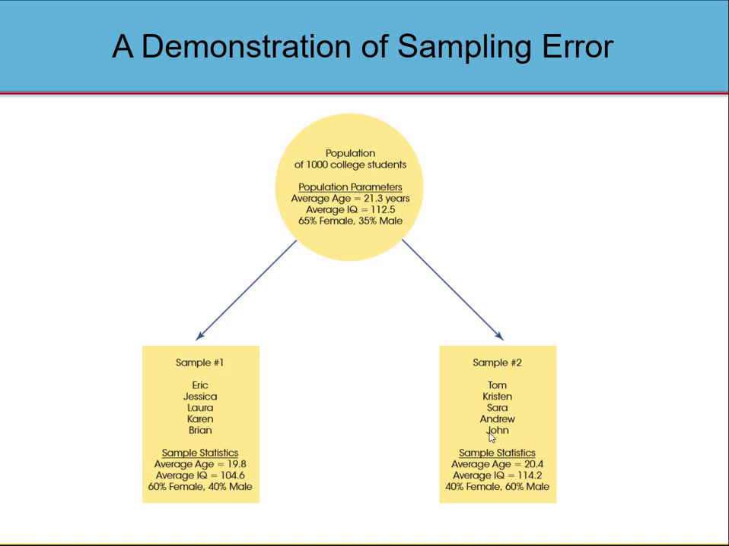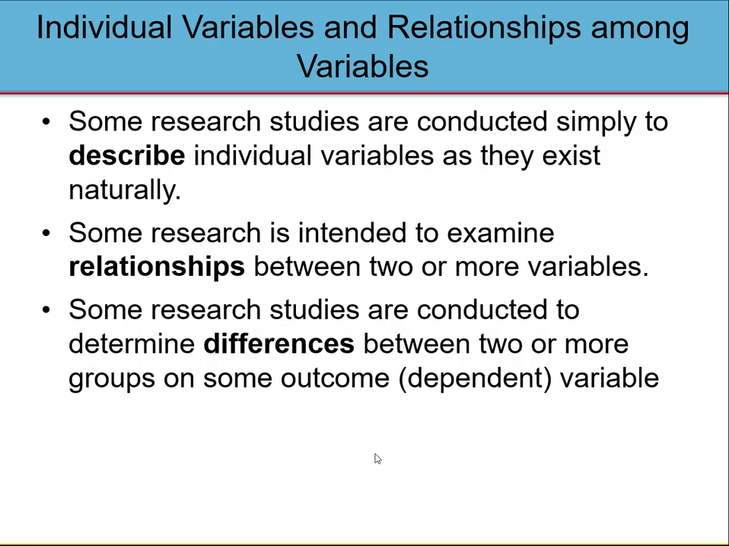Then I pull another sample at random. I get a little closer to the average age. I'm actually a little higher than the average IQ, and I'm still not quite at the actual proportions of male to female. And these differences between these two tiny samples are just called sampling error.